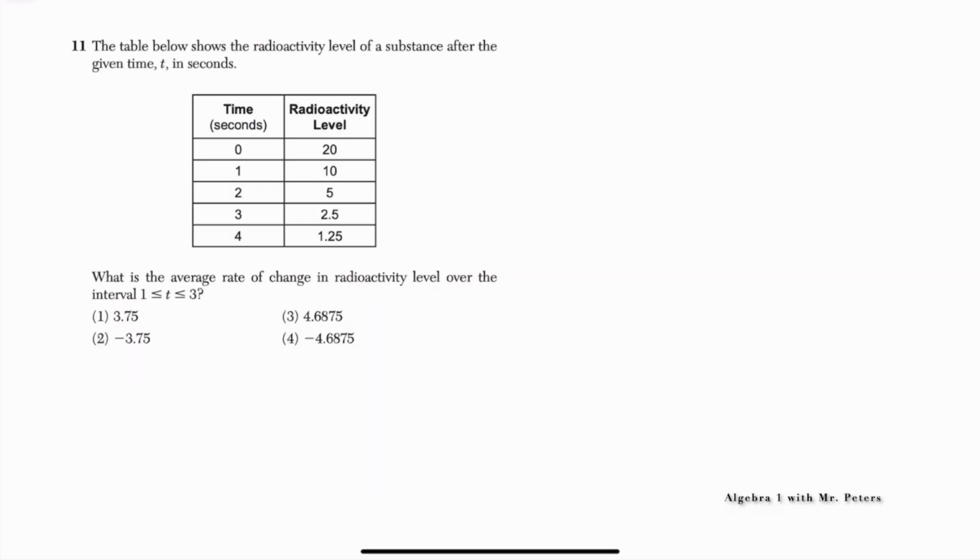Problem number 11 gives us a table on the radioactivity level of a substance after a given amount of time in seconds. And they want us to determine the interval of the radioactive level when t is greater than or equal to 1 and less than or equal to 3. And just remember that these are ordered pairs. So we're talking about the ordered pair (1, 10), and we're talking about the ordered pair (3, 2.5).